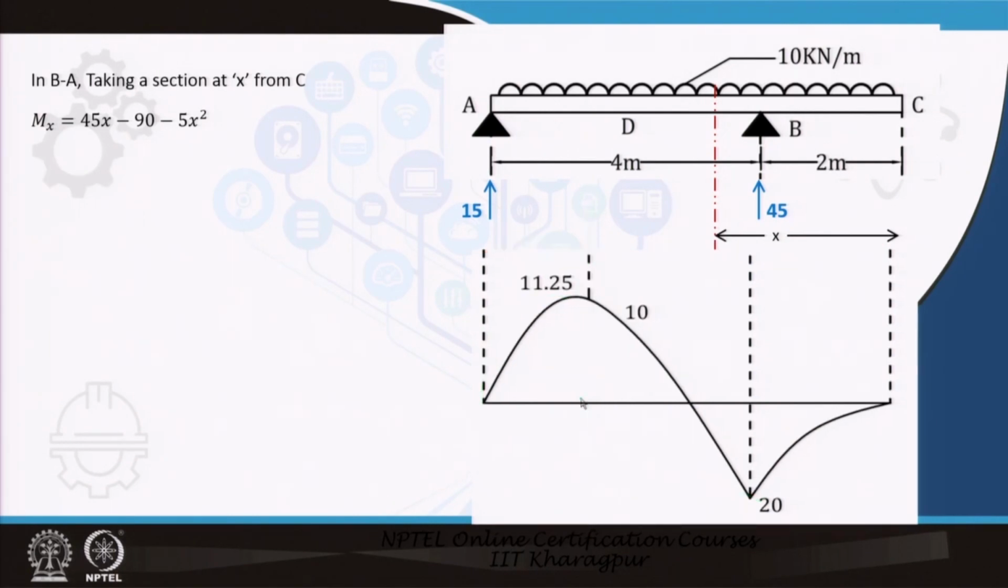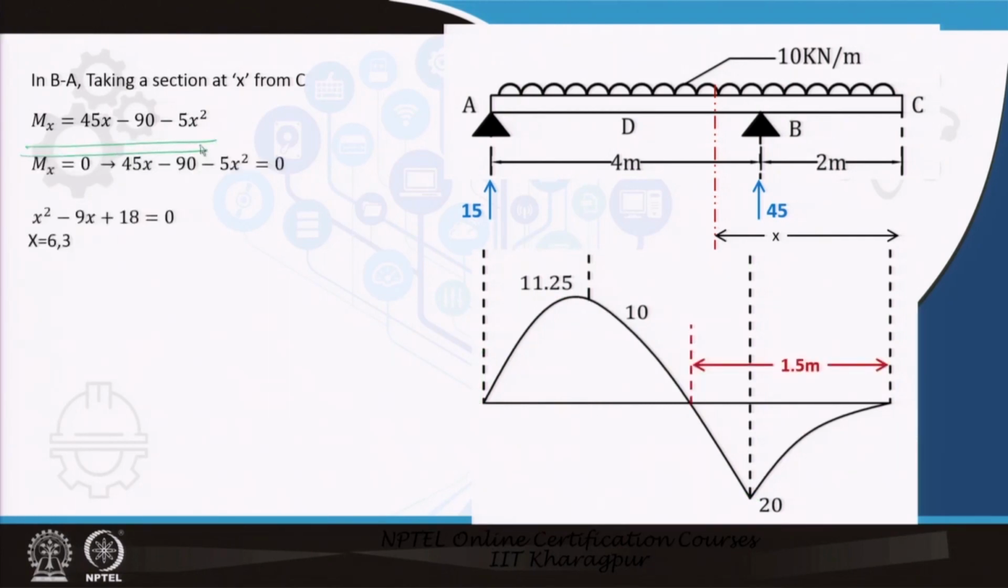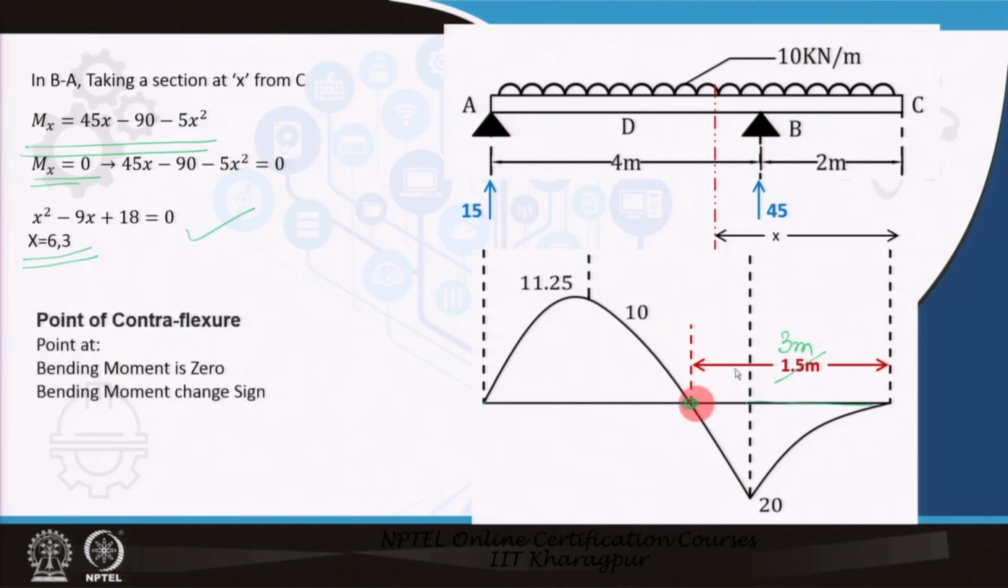Now by taking a section x, this is the equation, and I put Mx equal to 0, because I want to find out where the zero bending moment is. If I put this equal to 0, I get a quadratic equation like this, x square minus 9x, and I can solve this quadratic equation and find x equal to either 6 meter or 3 meter. So this is my 3 meter, and actually this is again a mistake, this has to be 3 meter, because this is 2 meter, how can this be 1.5 meter, this is 3 meter. So at 3 meter this has to be equal to 0.